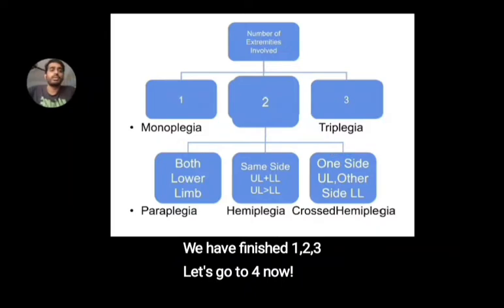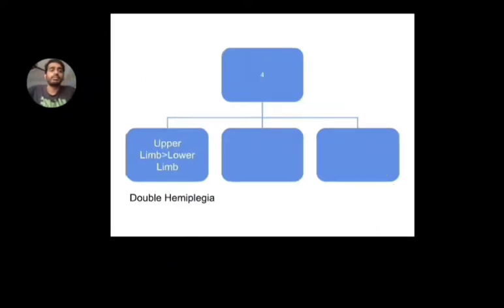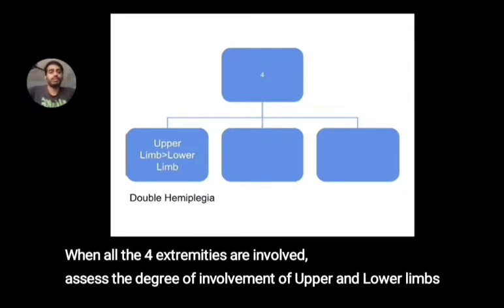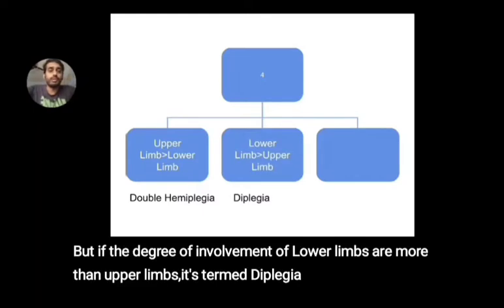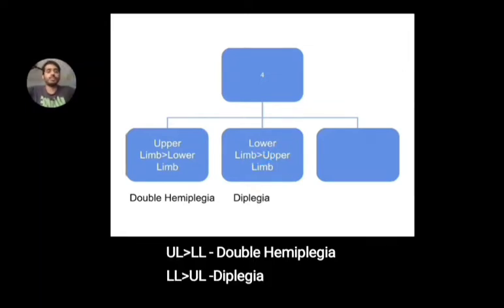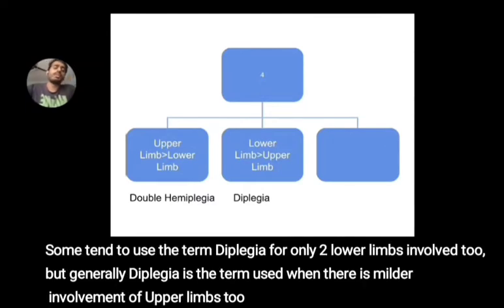Now let's go to 4 sides, 4 extremities involved. If there are 4 extremities involved, then we must look at how much the upper limb and the lower limb are involved. If the upper limb is more than the lower limb involvement, we call it double hemiplegia. But if the lower limb is more than the upper limb, then we call it diplegia. Upper limb more than lower limb, double hemiplegia. Lower limb more than upper limb, diplegia. Sometimes even with only lower limb involvement, people can use the term diplegia, but usually in diplegia there will be some involvement of the upper limb.